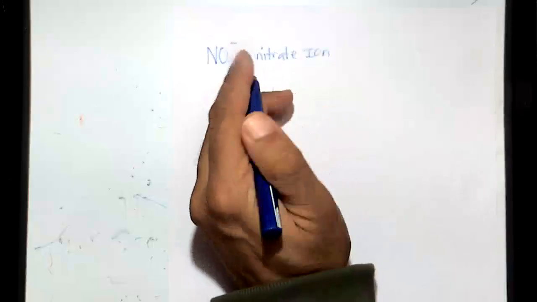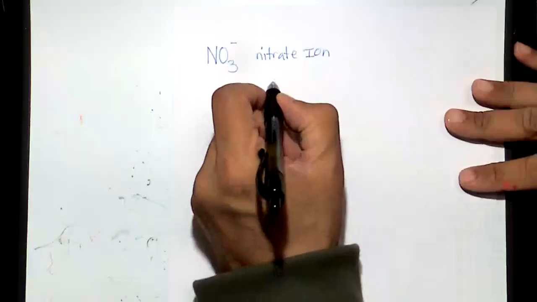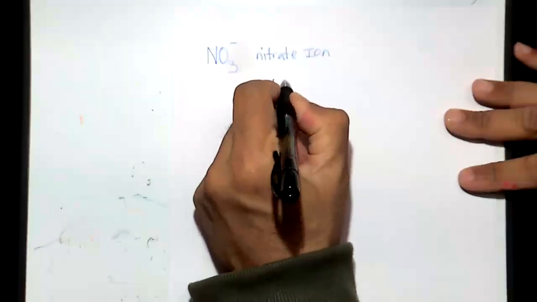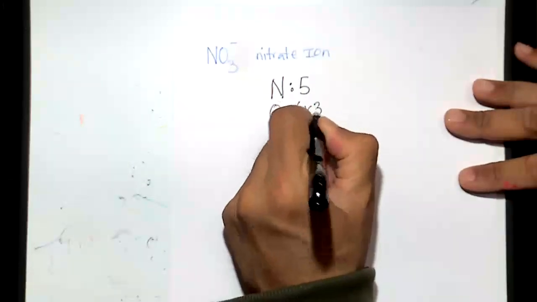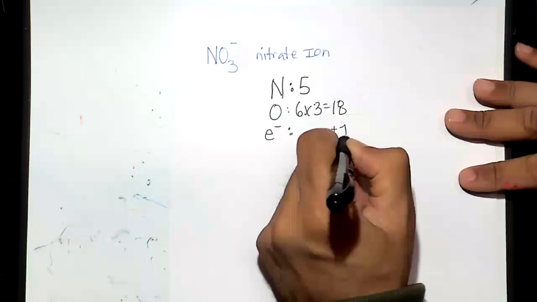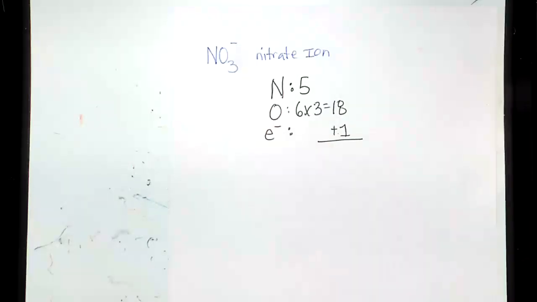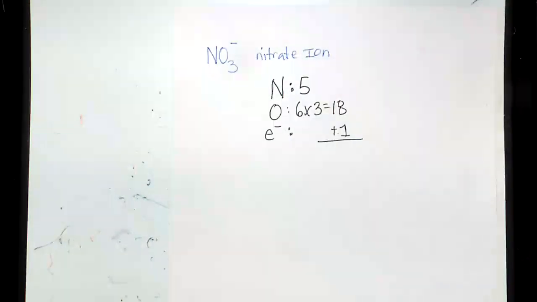All right, what is nitrogen happy at? Very good. Nitrogen is happy at 5. Okay, what is oxygen happy at? Times 3 is 18. And what does the minus sign tell you? Yes, we add an electron. So just like in our previous problem where we had 24 valence electrons that we need to fill up, for nitrate we need the same, right? 24 valence electrons.